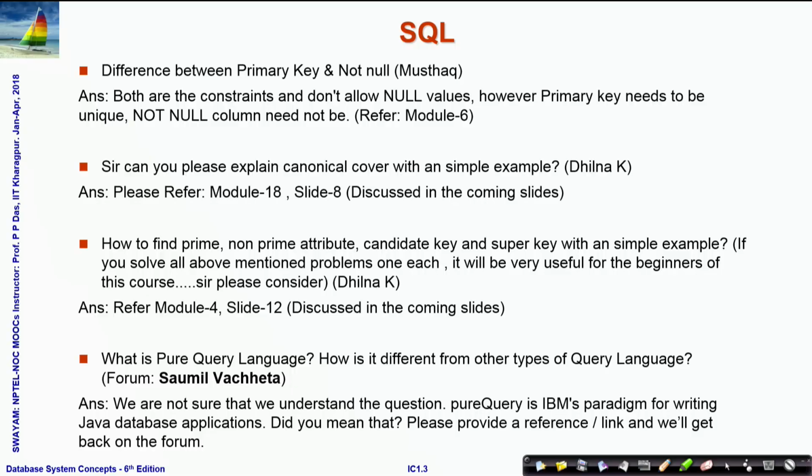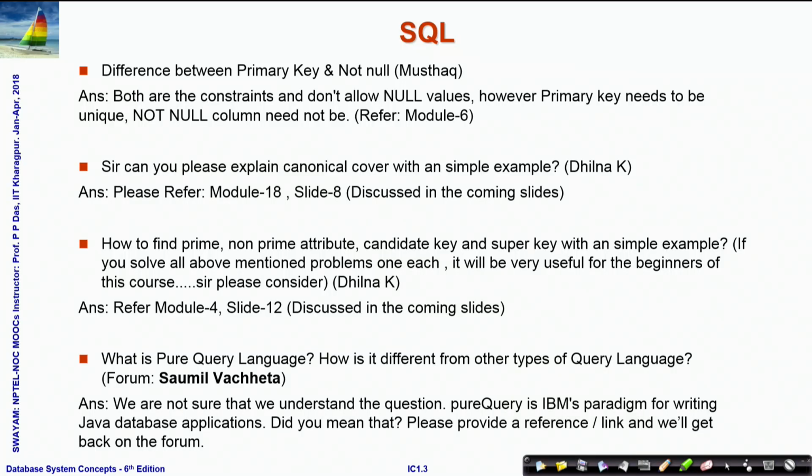The second question is, sir, can you please explain canonical cover with a simple example, from Dhilna. You can refer to this module and slide, but since this question has been coming frequently in different forms in the forum, in the next couple of slides I will again work out examples and show how to do canonical cover and explain those. The next question, again from Dhilna, is how to find prime and non-prime attributes, candidate key, and super key with a simple example. Again the module and slide are mentioned, but we will work out an example today.